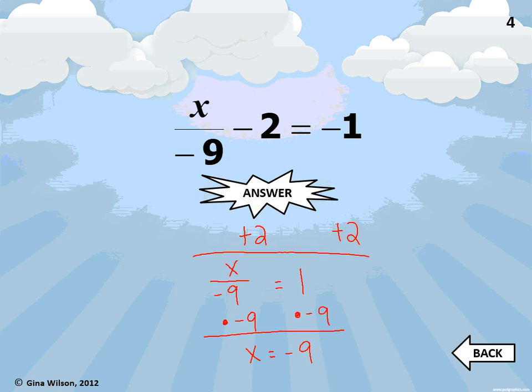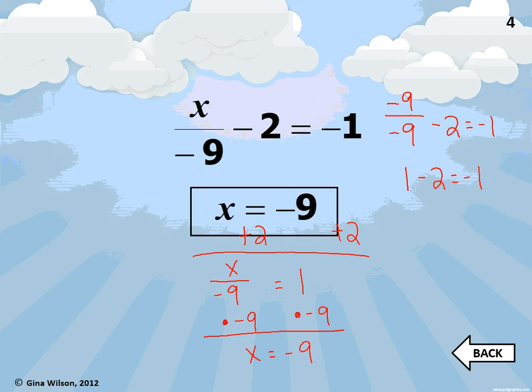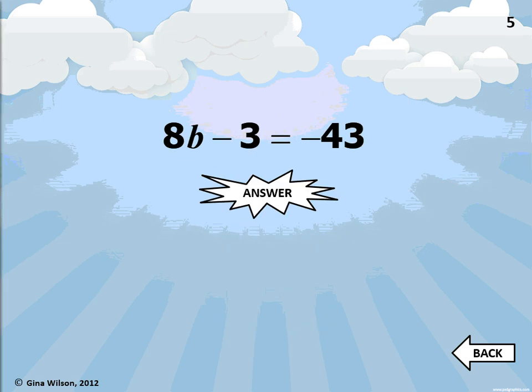Let's plug it in to make sure. So negative 9 divided by negative 9, minus 2, is equal to negative 1. Negative 9 divided by negative 9 is 1. 1 minus 2 is equal to negative 1, and that is correct. So our answer is negative 9. Let's look at the next question.